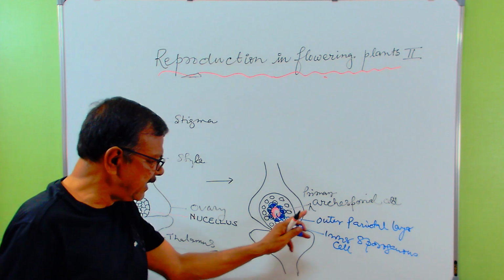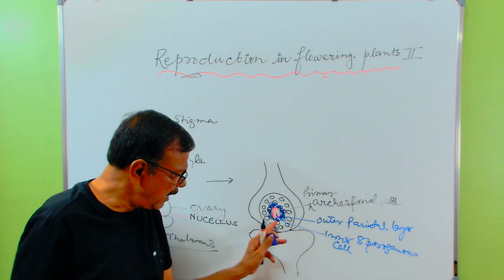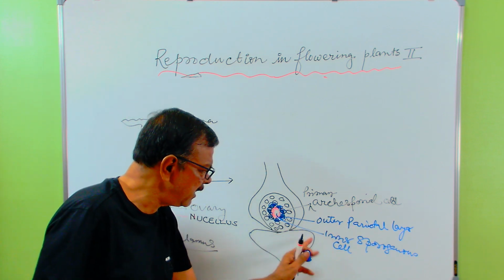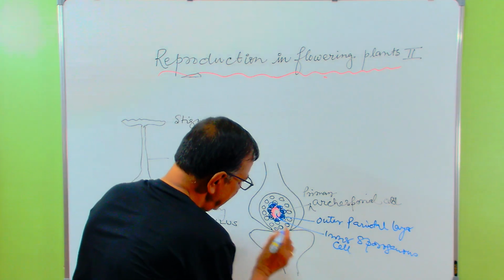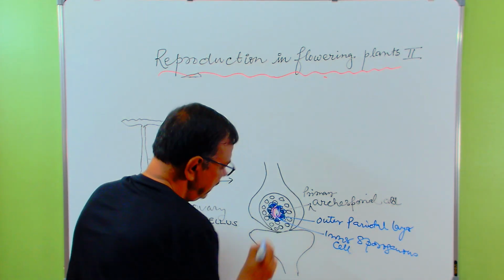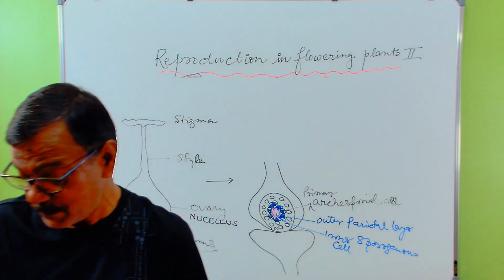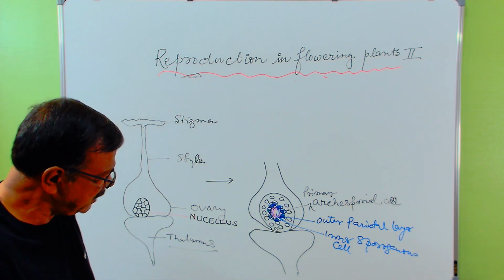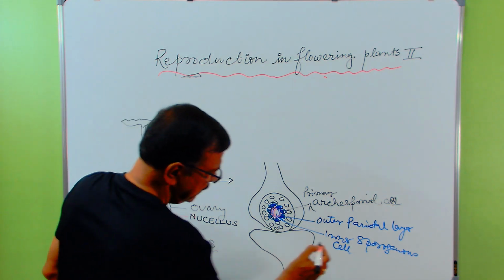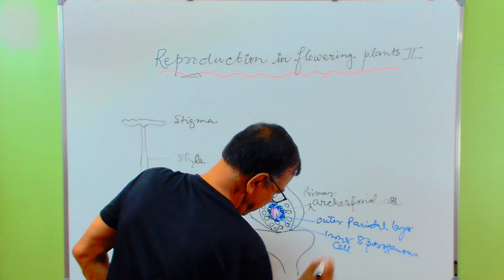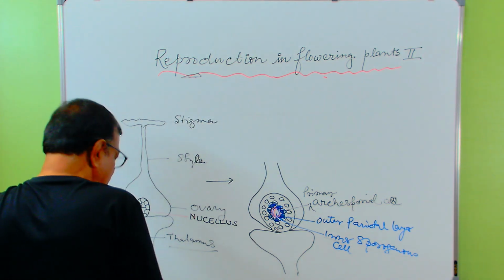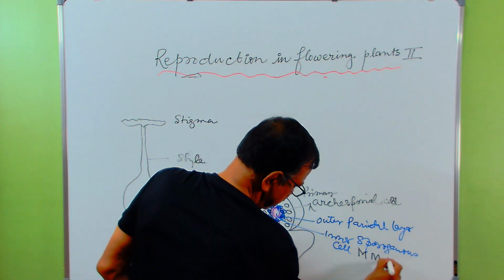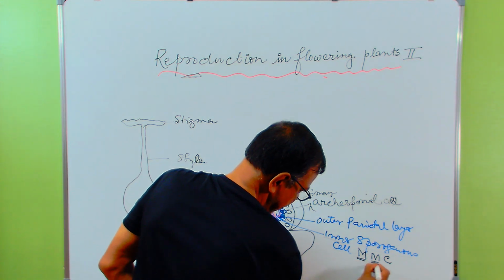So the archesporial cell will enlarge and produce the outer parietal layer and inner sporogenous cell or inner sporogenous cells. Here, this is the sporogenous cell. This will be called the megaspore mother cell, I am coming to that. These primary sporogenous cells or inner sporogenous cells will function as the MMC, megaspore mother cell.